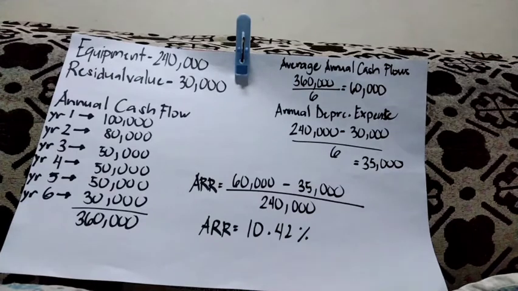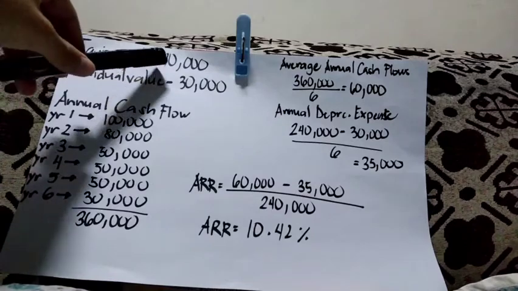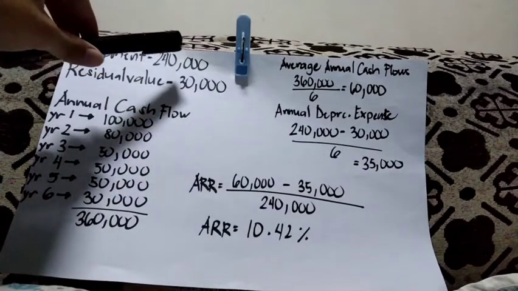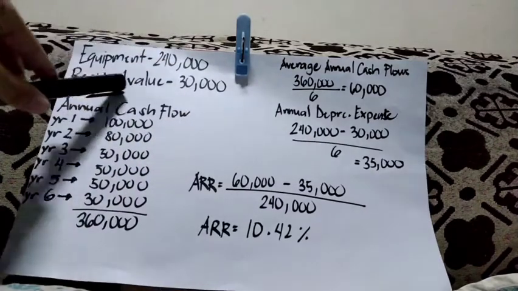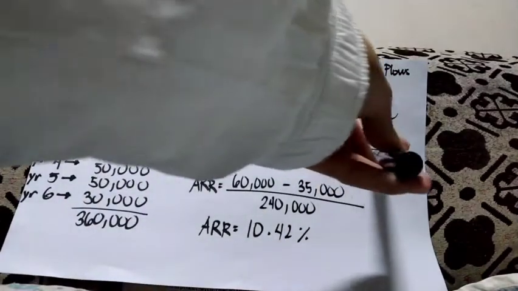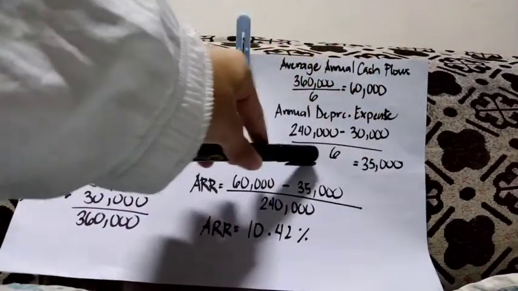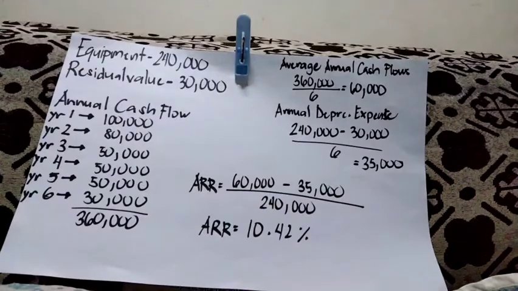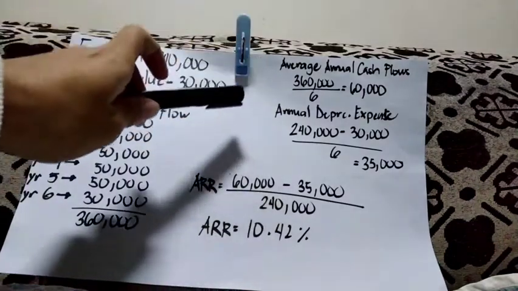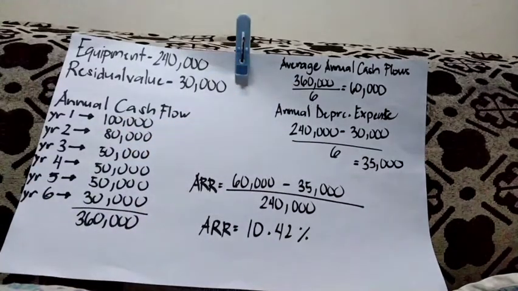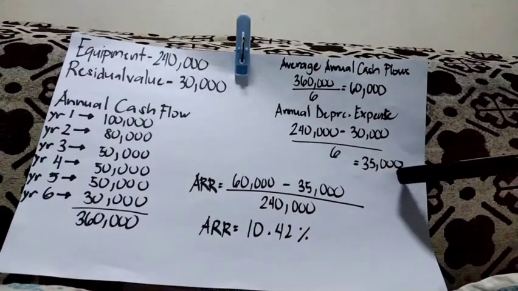And then we're going to find the annual depreciation expense. To find it, this equipment of 240,000 minus the residual value of 30,000, over 6. So the annual depreciation expense is 35,000.